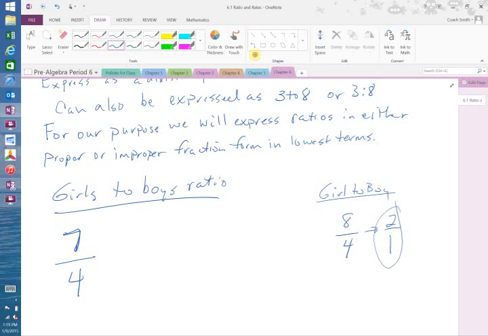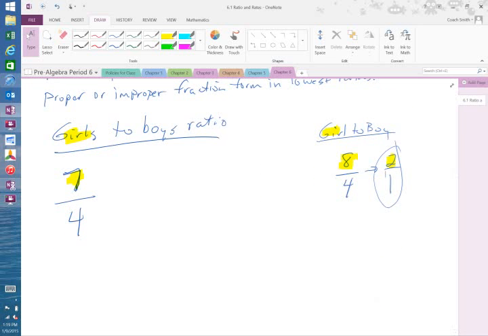You will also notice that the first word that we listed goes on top of the fraction. Any questions on that? All right. So that's ratio.